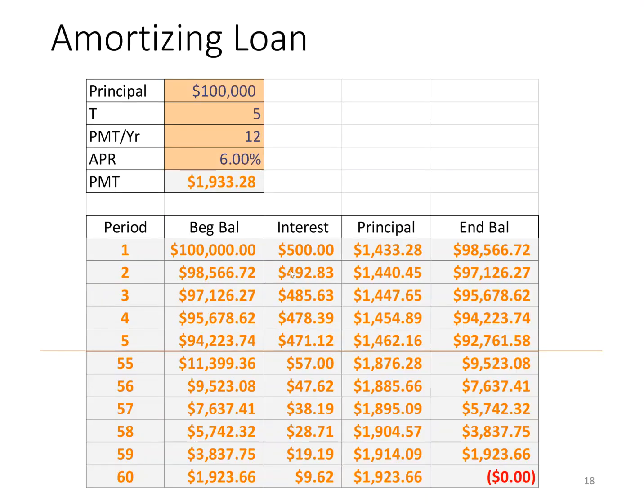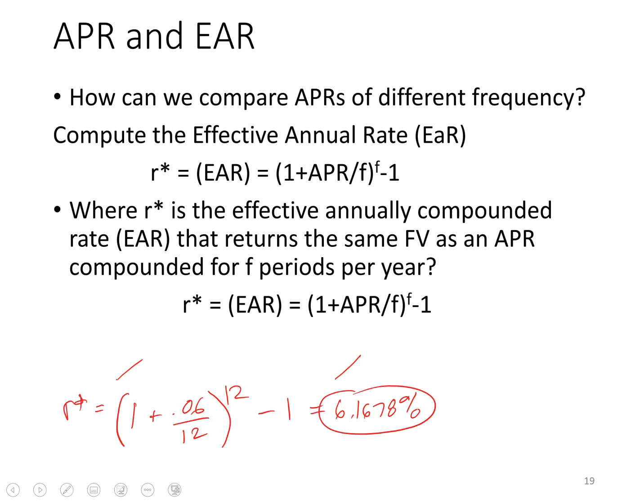So in this problem, we borrowed $100,000 for 5 years, making monthly payments with an APR, annual percentage rate, of 6%. Let's talk about APR and EAR. What if I have a choice between an annual interest loan or a monthly payment loan? So we can convert loans in which payments happen more than, say, once a year to an annual rate for comparative purposes.